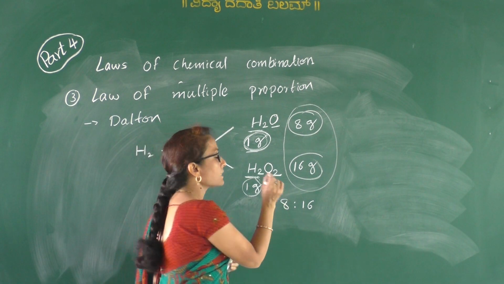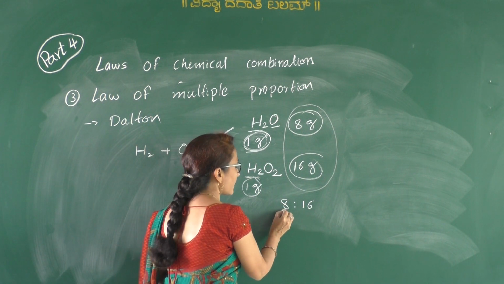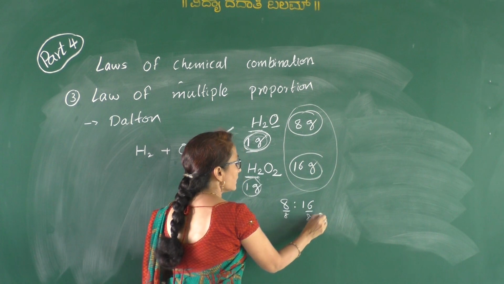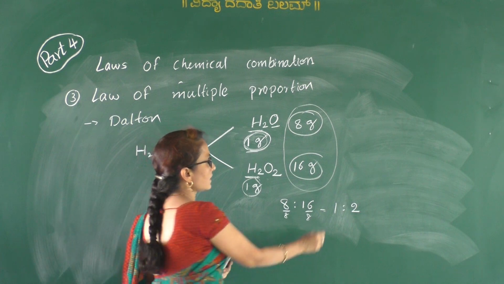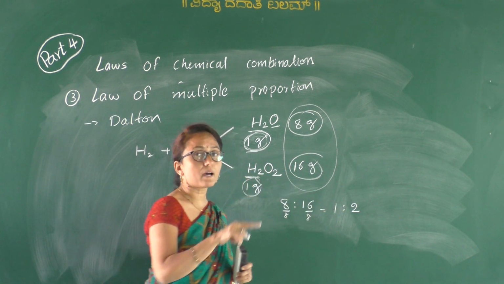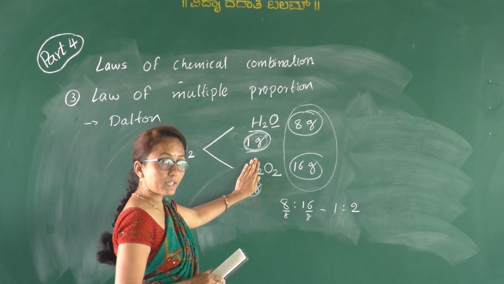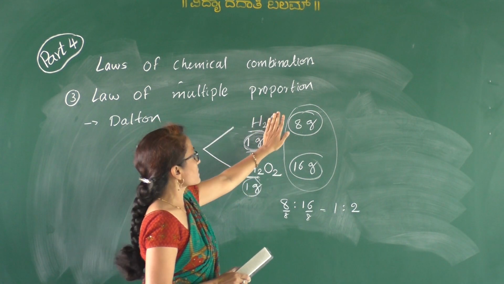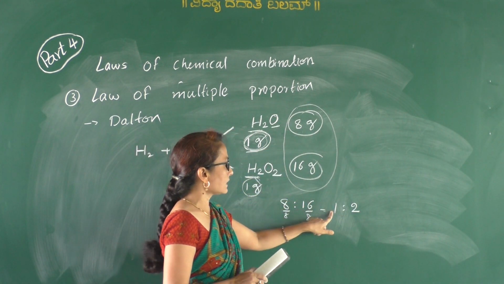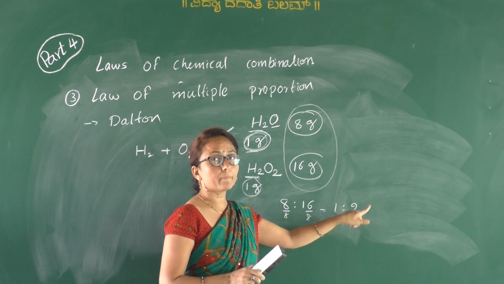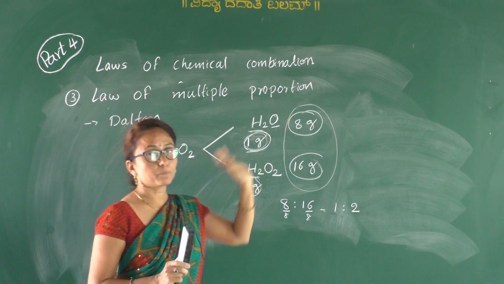Simplest ratio means we divide by the smallest number. So the smallest number is 8. If we divide by 8, then we get 1 is to 2. So this is the whole number ratio and it is the smallest number. So that means if the fixed mass of one element is taken, the masses of the other element which combines with this fixed mass are in the smallest whole number ratio. So that is nothing but the law of multiple proportion.